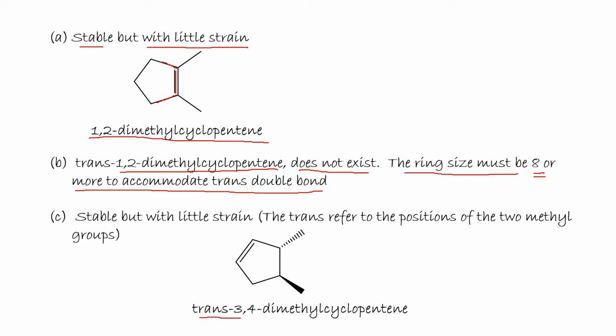What about trans-3,4-dimethylcyclopentene? The trans here belongs to the two methyl groups. This should be 1, 2, 3, 4, so we are talking about trans-3,4-dimethyl. Yes, of course, stable, but with little strain. It's a 5-member ring. The trans refers to the position of the two methyl groups.